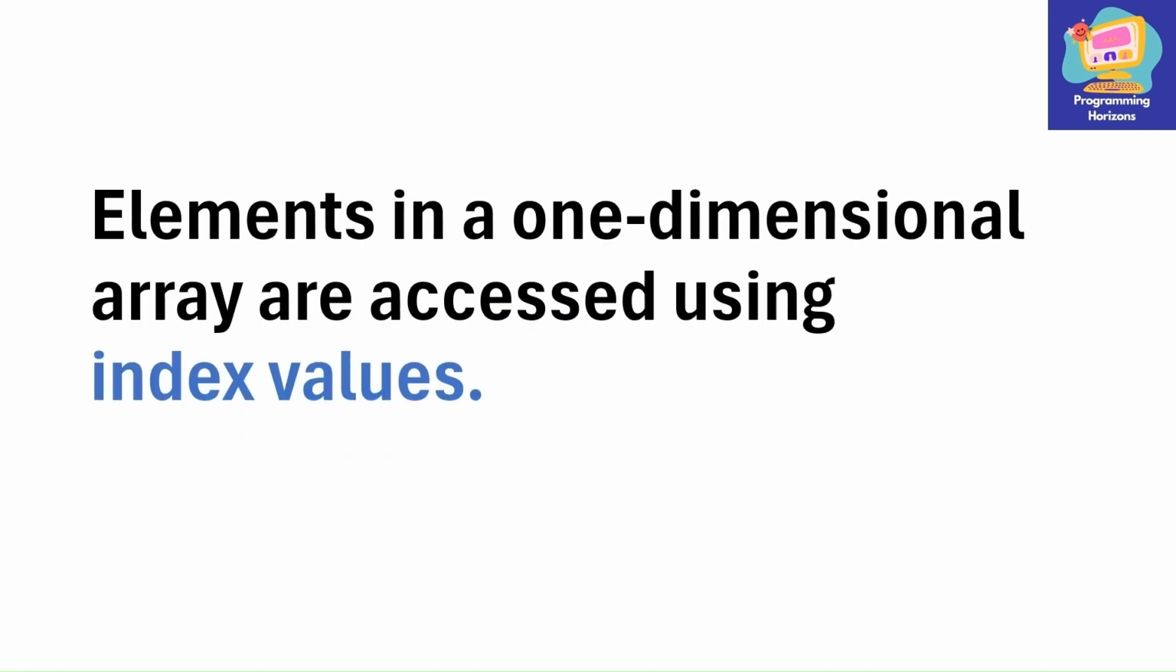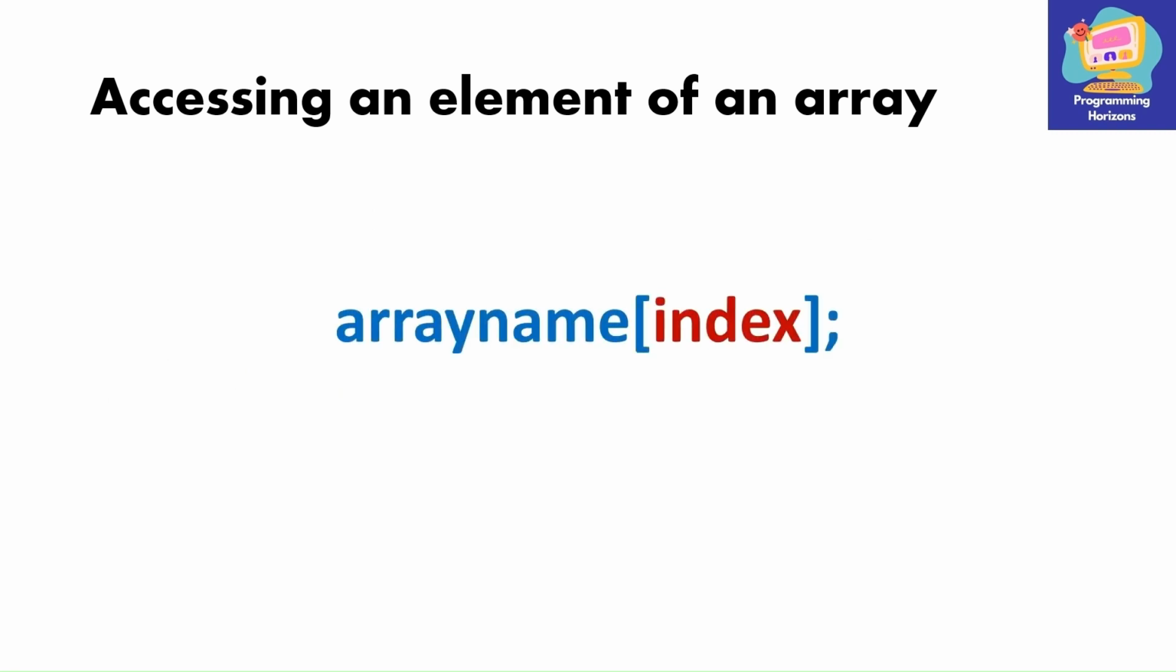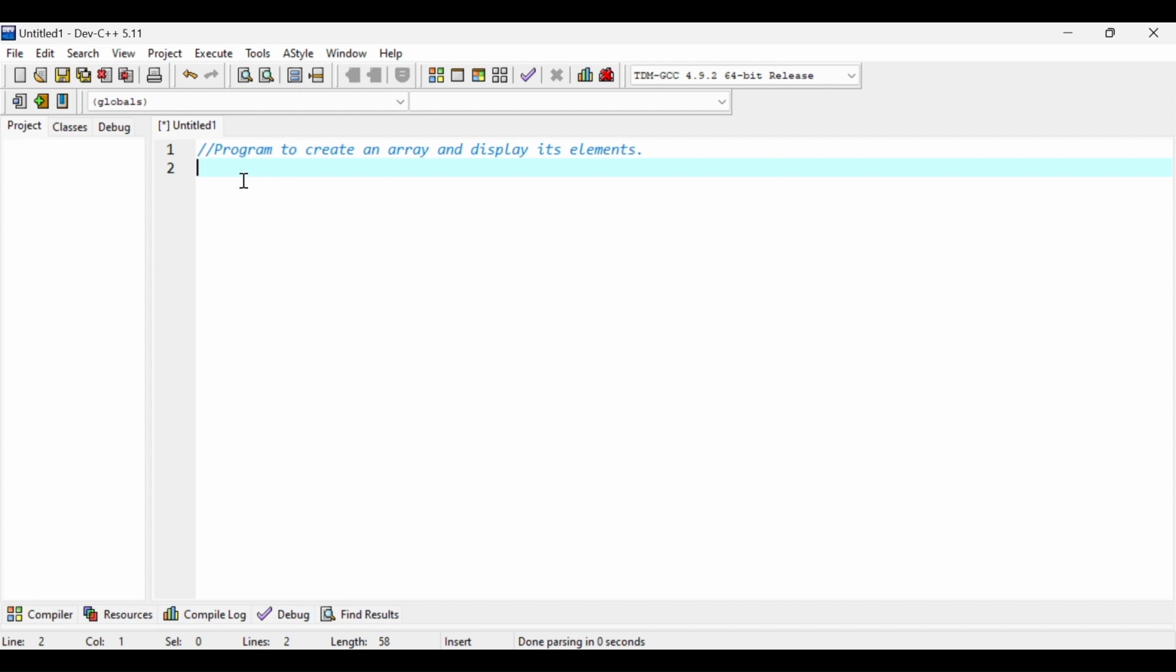All the elements inside a one-dimensional array are accessed using index values. The syntax to access an individual element of an array is quite straightforward. We just have to mention the array name, and inside the pair of square brackets we have to supply the index or the position. In this program, I am going to create an array and store some values inside it, and then I will display those values. These values of an array are called as elements.